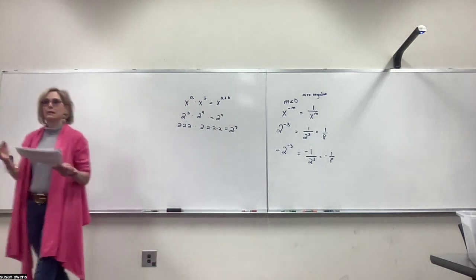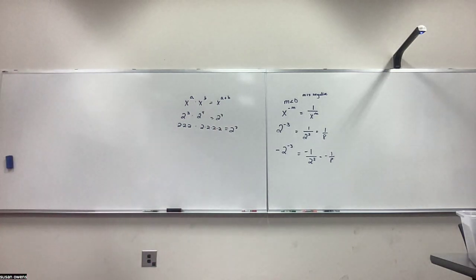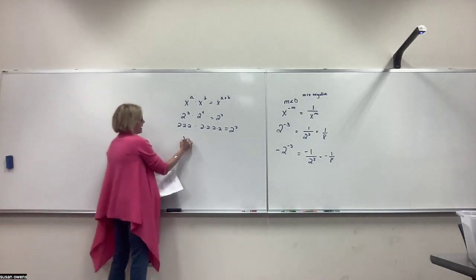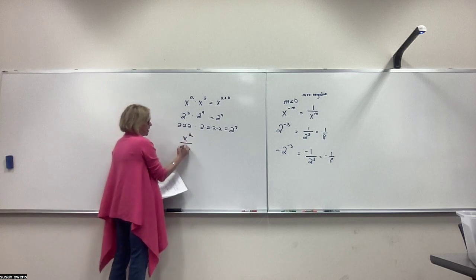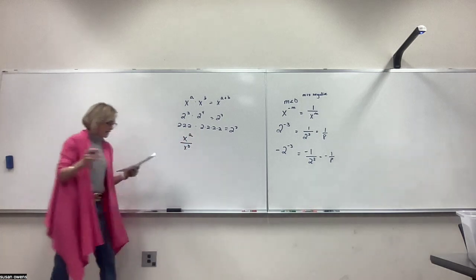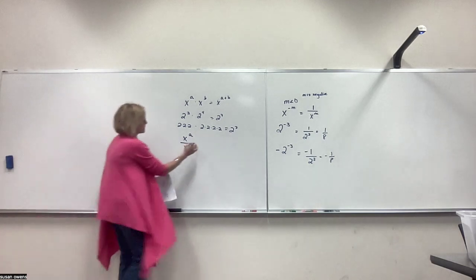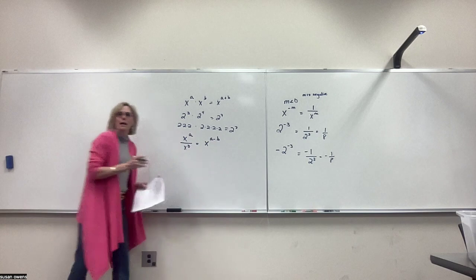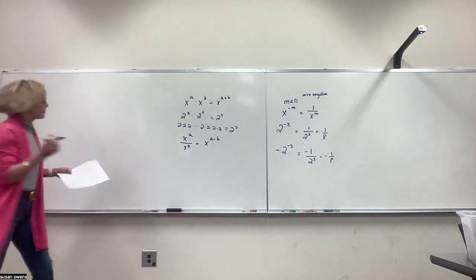Okay, so it just ends up adding the exponents. Division: x to the a over x to the b turns into subtraction. It's equal to x to the a minus b. Again, let's look at why that happens.